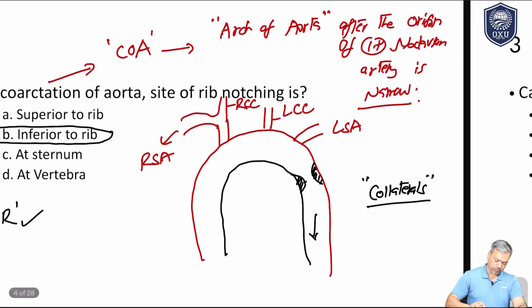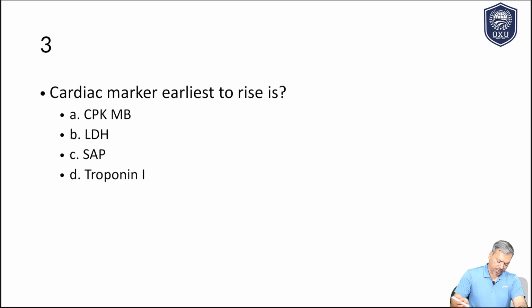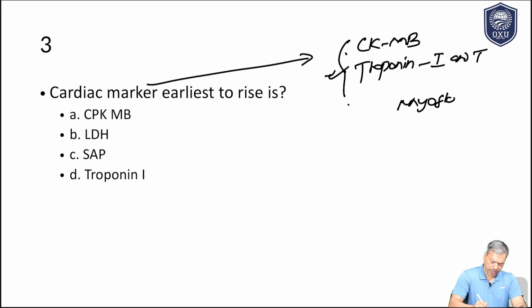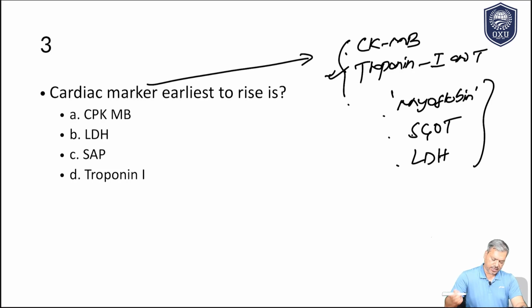Let's move on. Number 3, the cardiac marker earliest to rise is which of the following? Now, what are the common cardiac biomarkers? The most common ones are CKMB and troponin, troponin I and troponin T. There is no doubt about it. Even myoglobin can be measured. SGOT is one of them and LDH is another one. But from the clinical practice point of view, CKMB, troponin I and troponin T are very commonly done, and the earliest among all of these is troponin I.